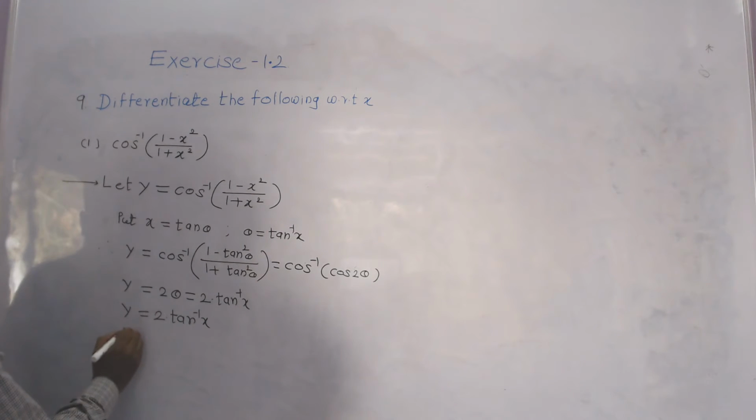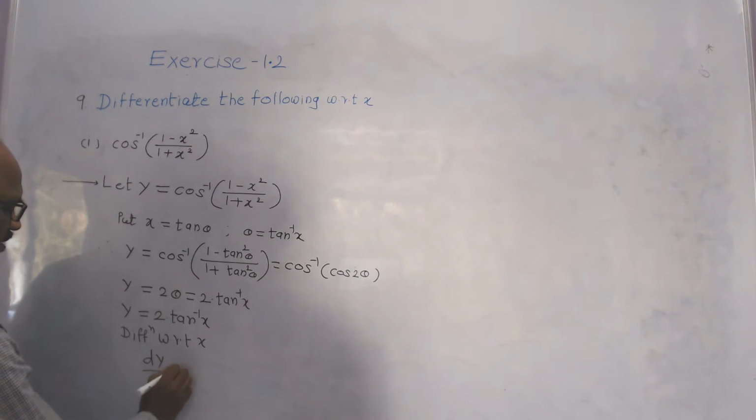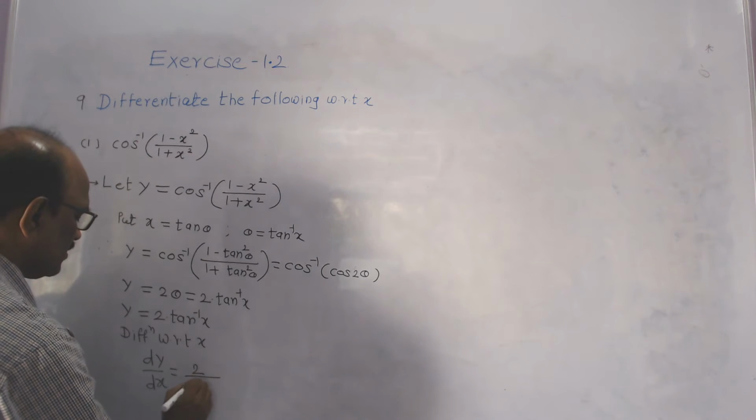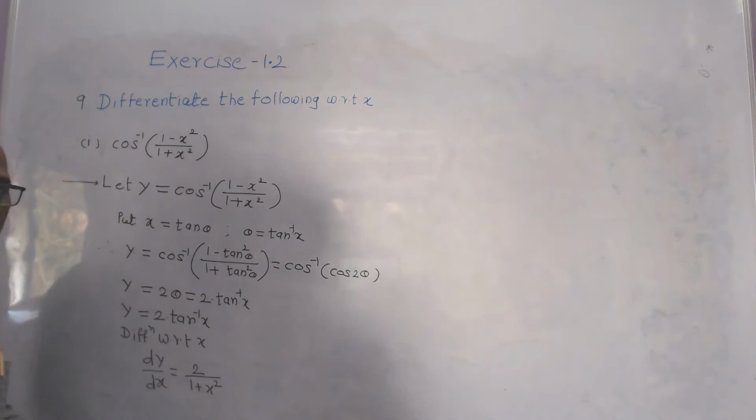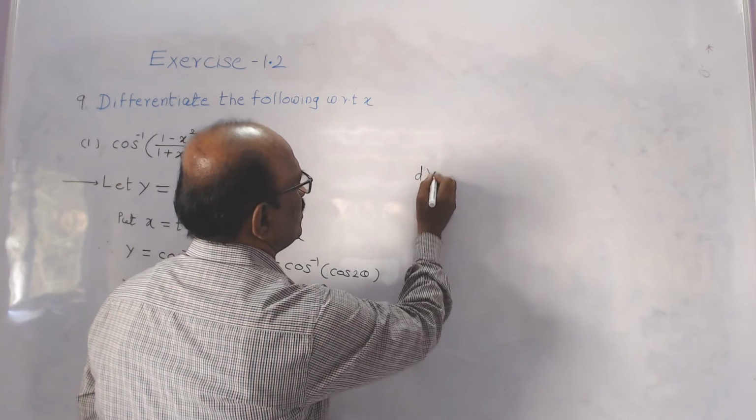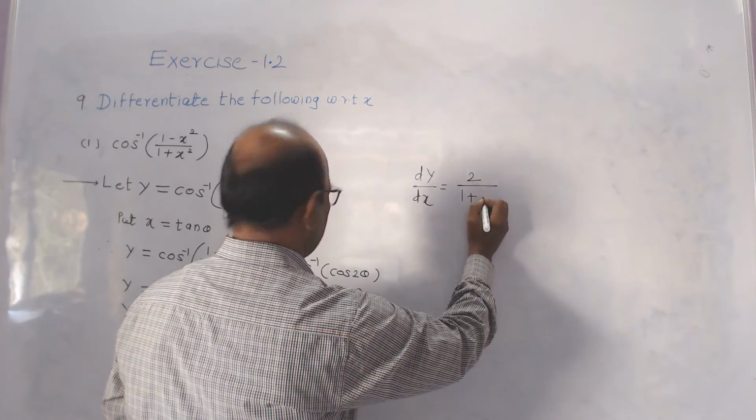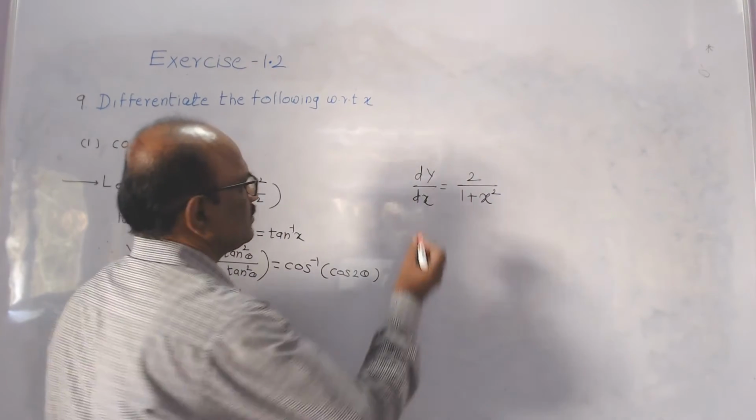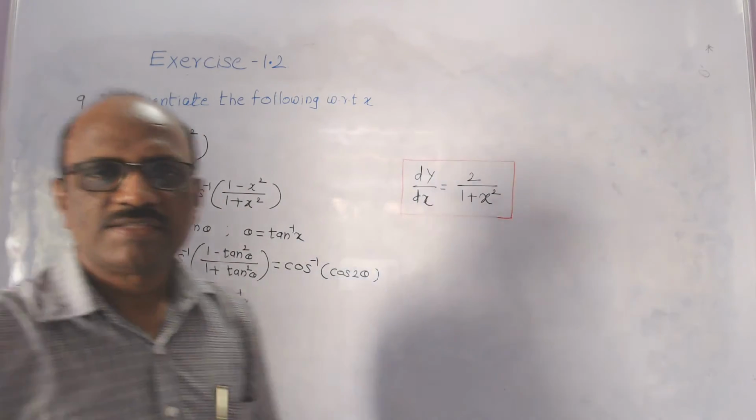Now differentiate this with respect to x. Therefore dy by dx equals, the 2 is a constant, and the derivative of tan inverse of x is 1 upon 1 plus x square, so 2 into 1 is 2, and hence dy by dx equals 2 upon 1 plus x square, and this is the answer. Okay, now we'll take the next problem.